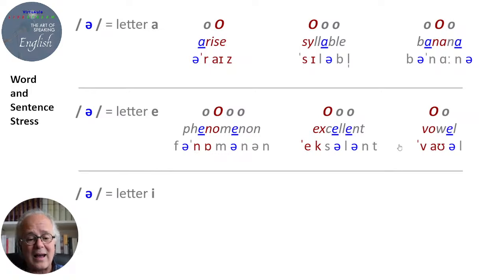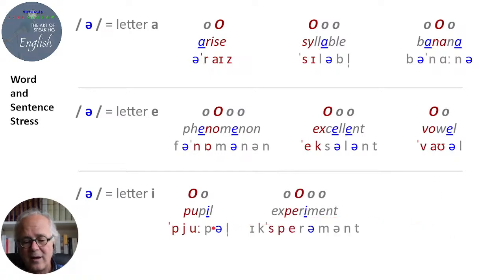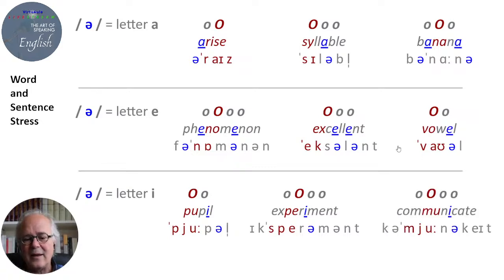Then we also have the letter I. We can see it in the word pupil. Now, this may also be perceived without the schwa. This pupil, this could be just pull. It depends. Pupil. It can be pronounced that way, but I have it represented here as a schwa to show you also the possibility of that word being used with the sound being with an I. And okay, experiment also. We have experiment and communicate.